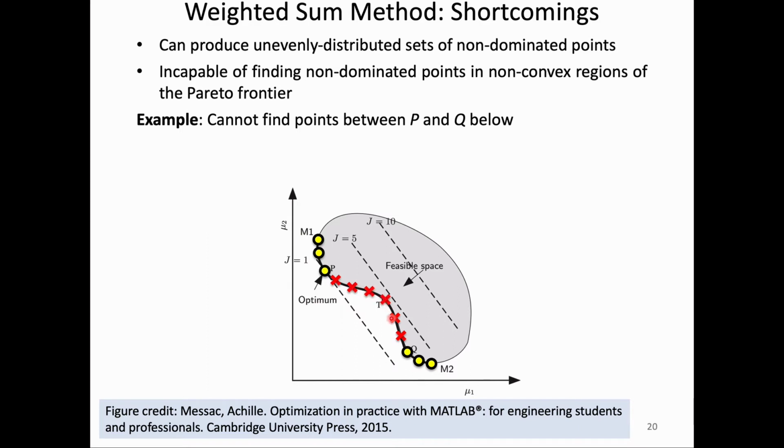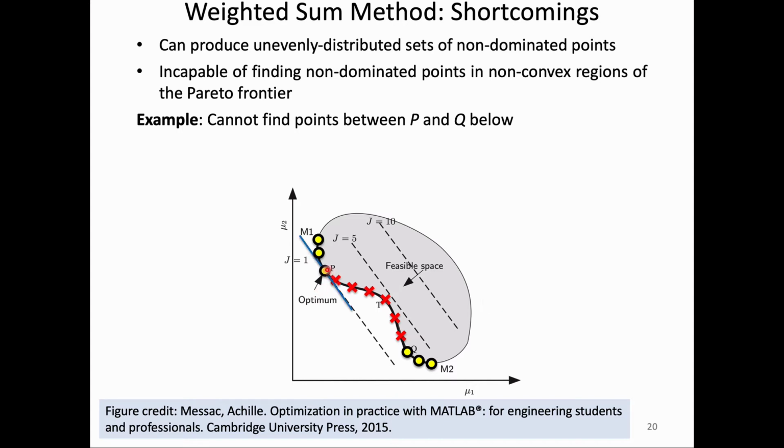So yes, all of these red points are non-dominated points, but the weighted sum method is completely incapable of finding them. So why is that? And what kind of impact might that have? Well, if we can't find these points, then we're only going to see this little cluster over here and this little cluster over here, and we have no idea what's going on in between. We don't have a quantitative understanding of the trade-off between the two objective functions.